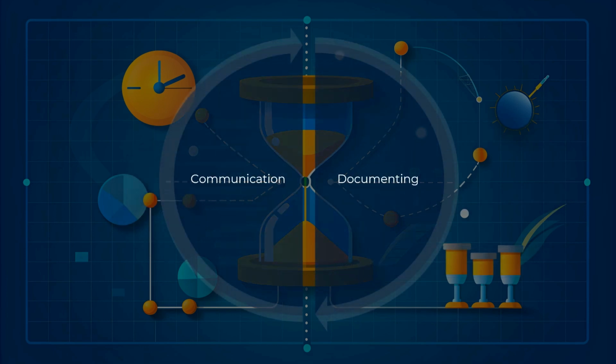In conclusion, documenting and communicating activity durations are crucial for successful project management. Documentation provides a clear reference, ensures accountability, and enhances transparency. Effective communication ensures alignment, manages expectations, and facilitates coordination among team members and stakeholders. By focusing on these aspects, project managers can ensure that everyone is informed and on the same page, leading to smoother project execution and better outcomes.